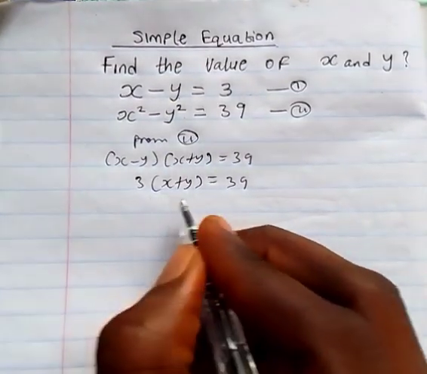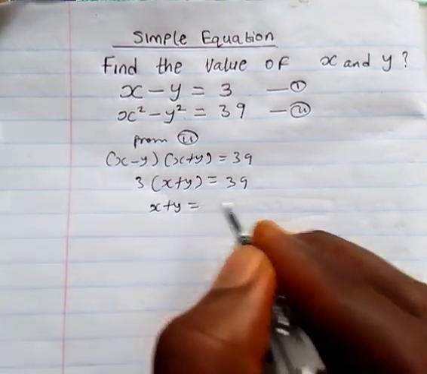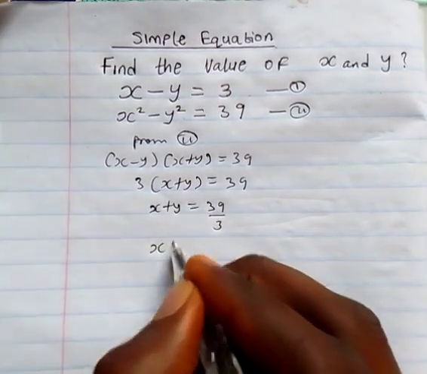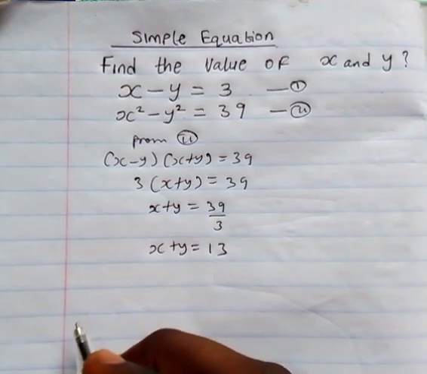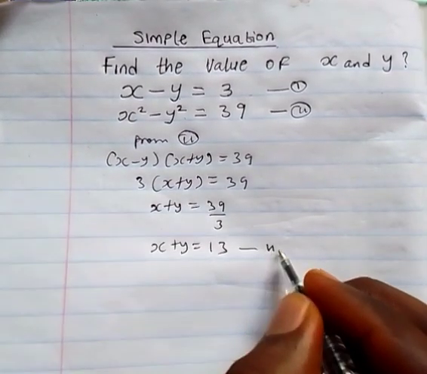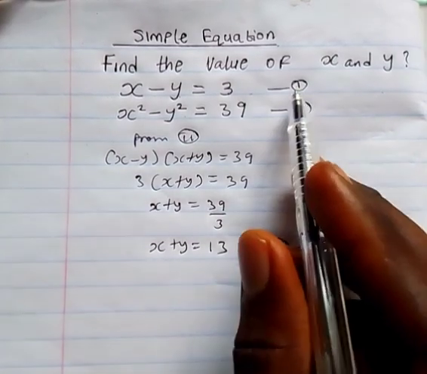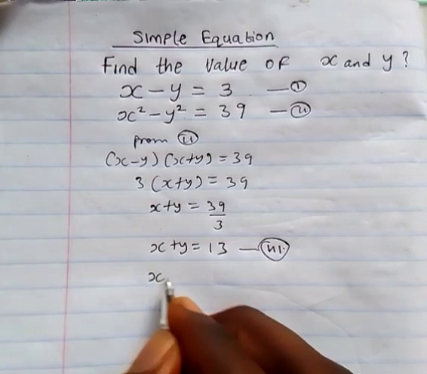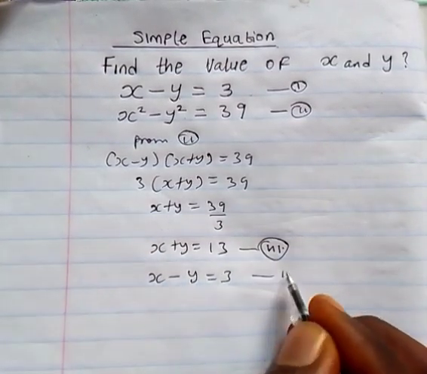So now, we divide both sides by 3. We are going to have x plus y equals 39 over 3, in which we have x plus y equals 13. Now, let's call this equation 3. We are now going to consider both equation 3 and 1. So, let's write it here. We have equation 1 to be x minus y equals 3. This is equation 1.